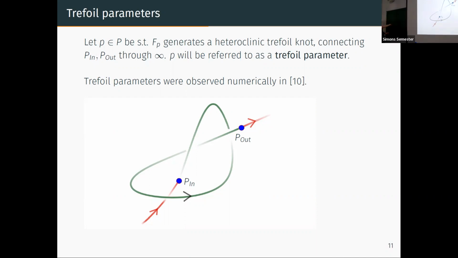Okay, I can say here. So here we see an example of how this heteroclinic knot, the trefoil knot, looks like in S3 for the system. But when we sketch it as a bounded knot, it would look more or less like this.